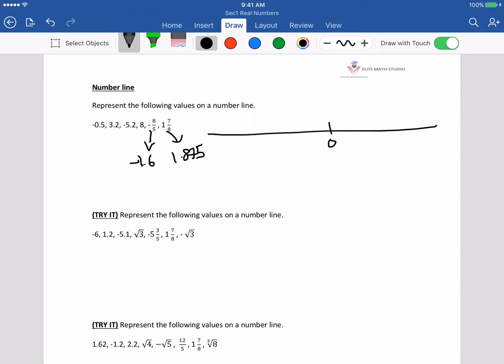On the number line, we have a 0 here, then -1, -2, -3, -4, and maybe -5. Maybe I just erase here. So it's your -5 here. Next we have 1, 2, and 3. The first one is where's negative 0.5? Negative 0.5 should be somewhere here. By right you must write it like that, negative 0.5.